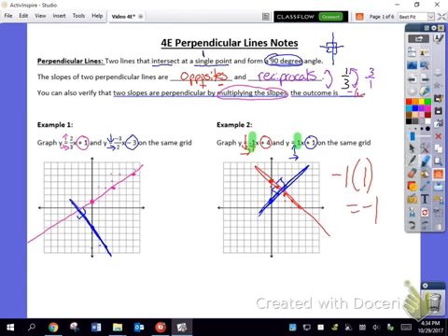Your slopes on example 1 were 2/3 and -3/2. So if I multiply 2/3 times -3/2, first of all, notice they're opposites. One is positive, the other is negative. So they're opposites. The other thing is they're reciprocals. See, if I flip that over, 2 and 3, they trade places. When I multiply that, I get -1. So they are perpendicular. Okay?